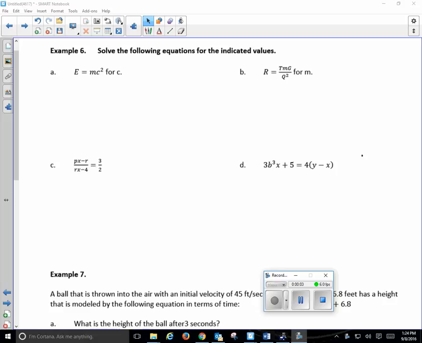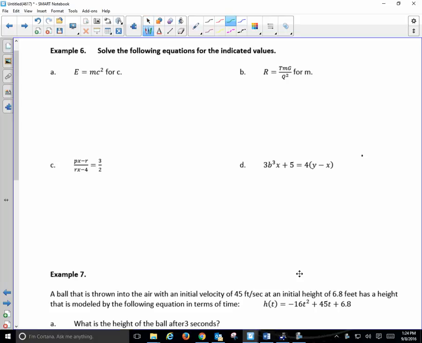Solving equations, these are going to be literal equations. Literal equations meaning we don't come up with a numerical solution, but rather we are solving an equation that has variables representing different things that you would see in science, physics, things of that nature. So we want to solve for C in the first example. So that means everything needs to move except for the C.